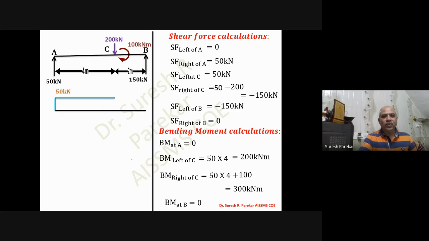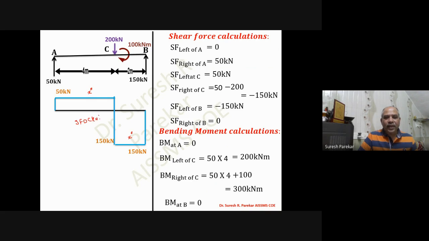So 50 kilonewton, no load. Here, as we do not have any load, this becomes x to the power 0. Then we have 150 kilonewton, then no load, so this again becomes x to the power 0, and then we have 0 over here. So this is the SFD in kilonewtons.